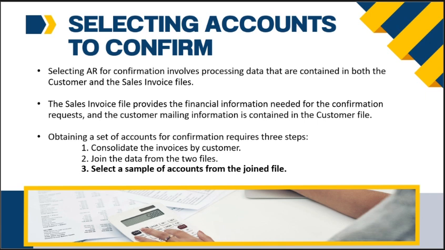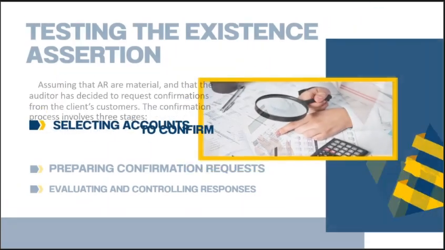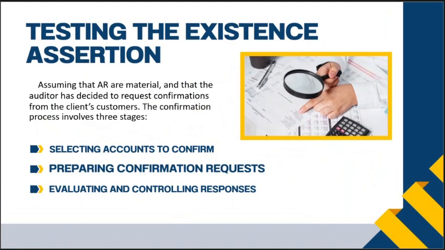Random sampling gives each account an equal chance of selection and is useful for account balances that are fairly evenly distributed. On the other hand, MUS biases the sample towards larger amounts and is useful for skewed, large customer account balances. Next slide. The next stage in testing the existence assertion is to prepare a confirmation request. Next slide.